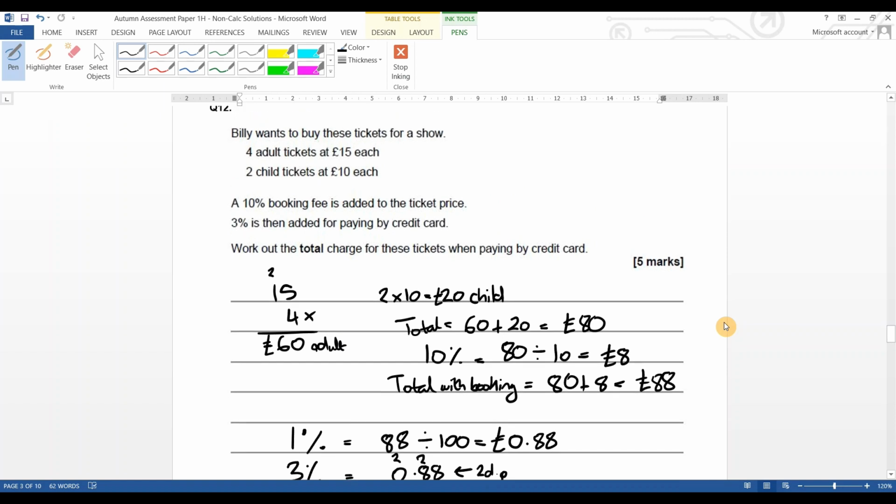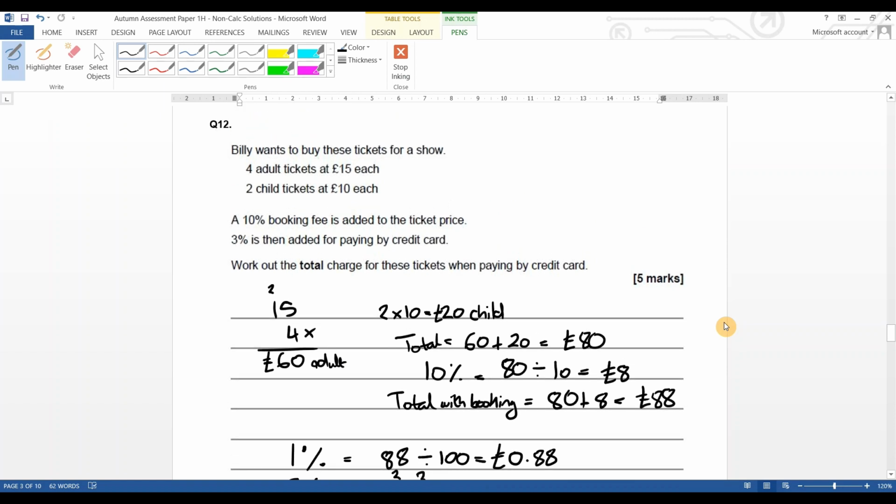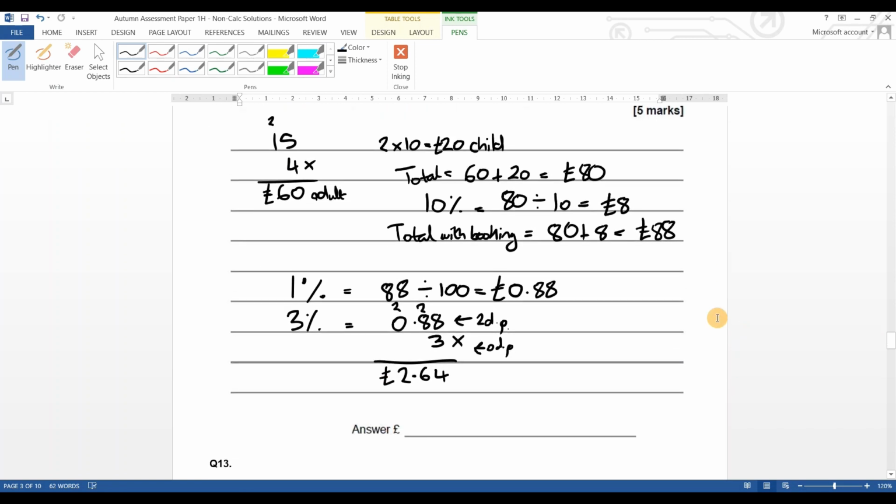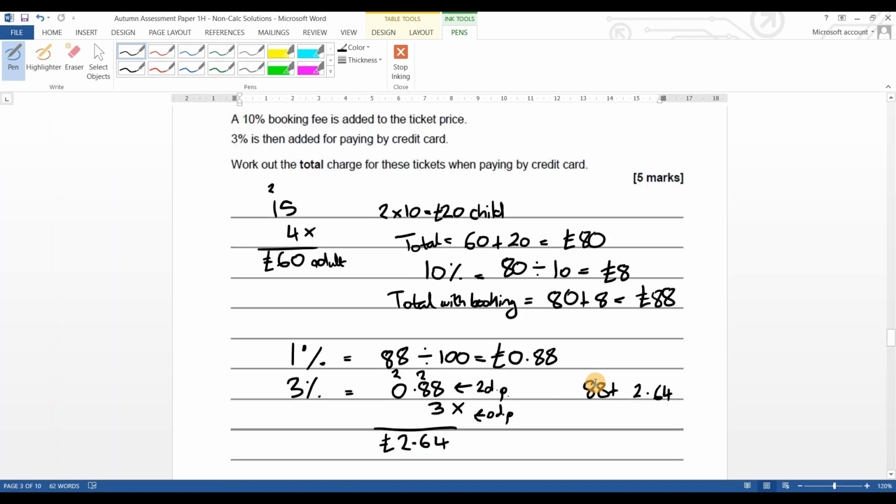Work out the total charge for these tickets when paying by credit card. Yes, the total charge is going to be all of it added together, isn't it? So it's going to be 88 plus £2.64, which is £90 and 64 pence. Yep, there's your answer. £5.